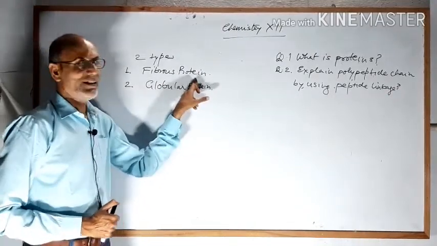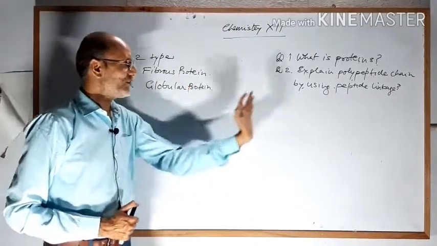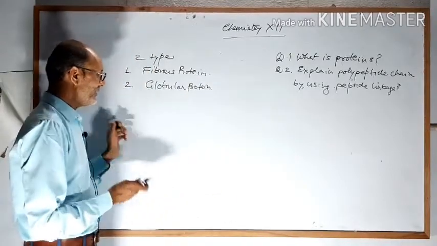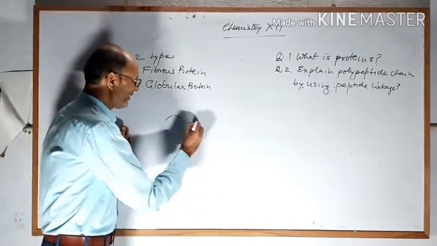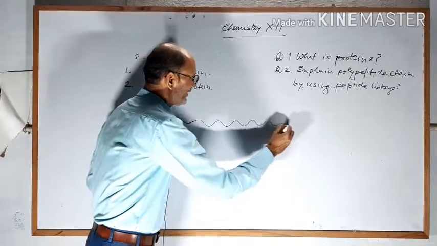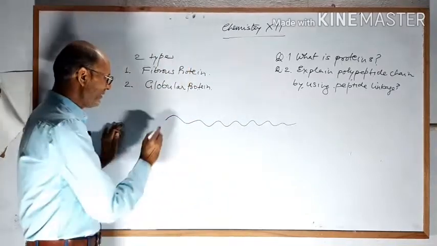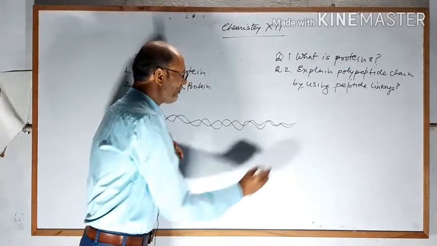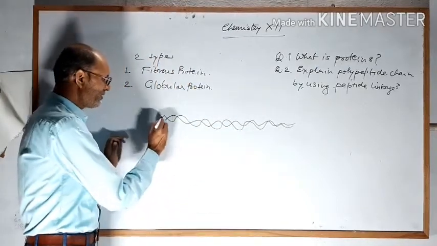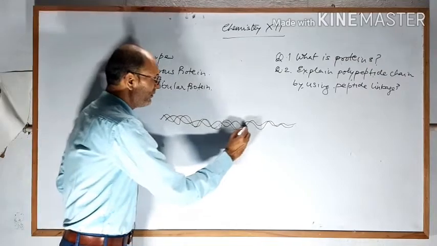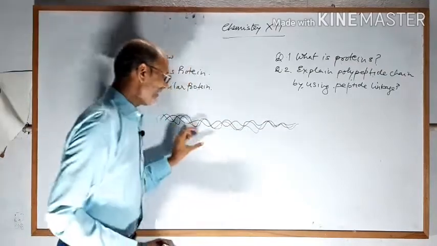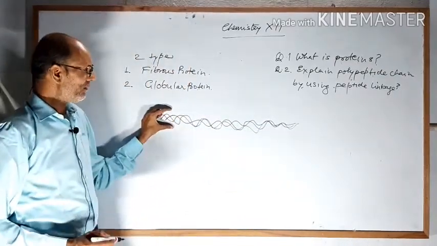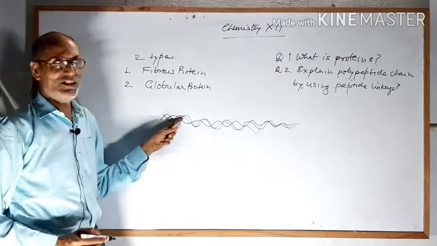Fibrous protein is a straight chain, thread-like structure. That means in this, amino acids are connected and form a long chain, and they are combined like this. A large number of polypeptide chains form, and a strong bond forms between these chains.